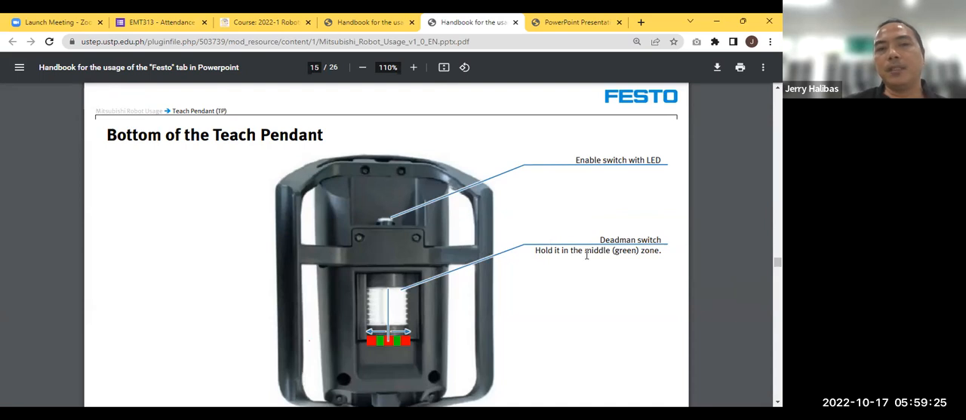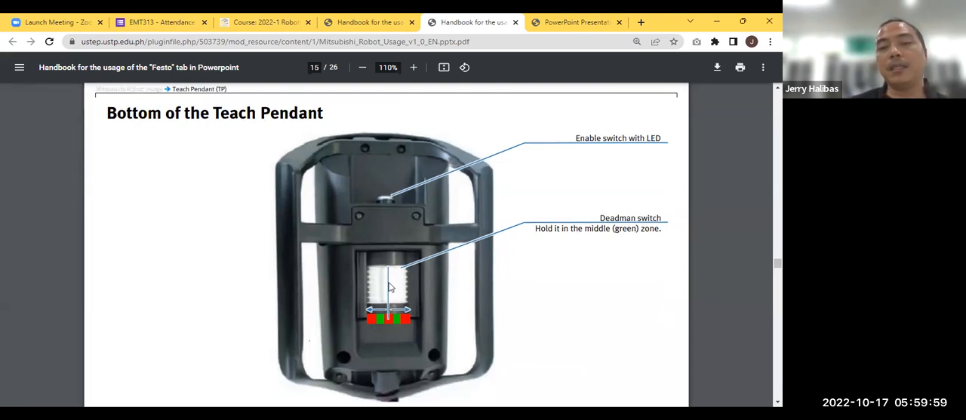Then for the dead man switch, you need to hold it in the middle green zone. Remember, when you press it on either side, you should not reach the red button, the red area. It should be in between these two reds, so you should only be in green. Anyway, I'm going to demonstrate as I call your names in the lab. Be careful not to reach the red area, not just the green.